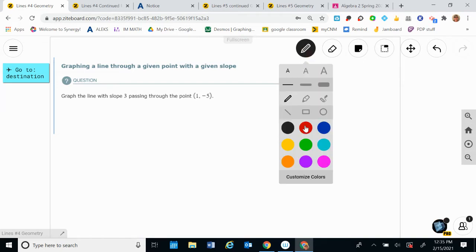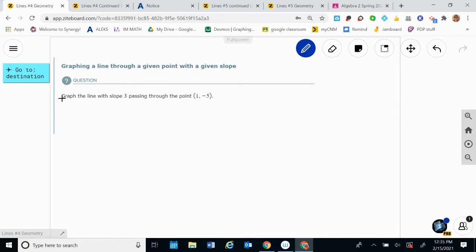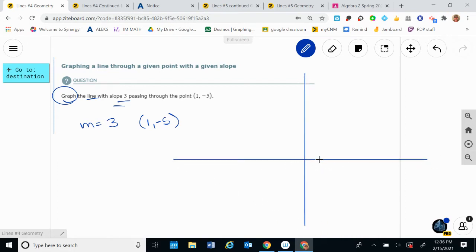All right, I'm going to graph this. Again, graph the line. The slope is 3, and it passes through the point 1, -5. So all you have to do is graph 1, -5.